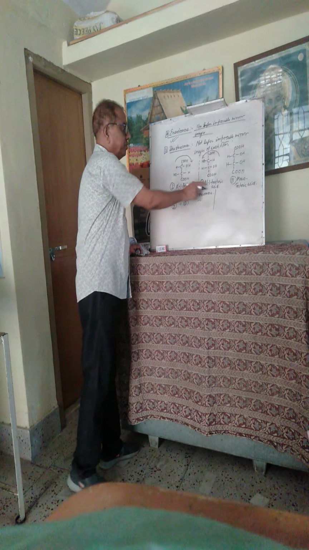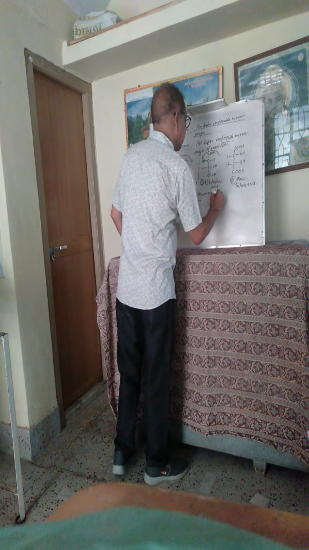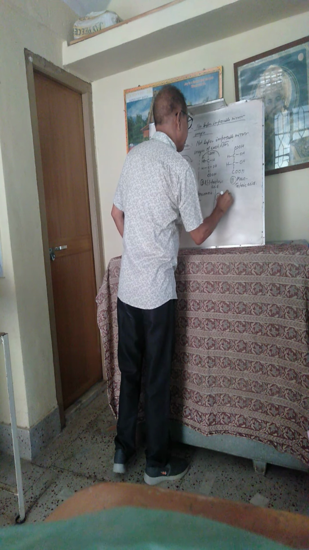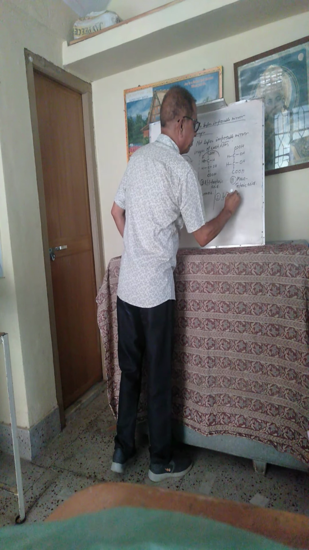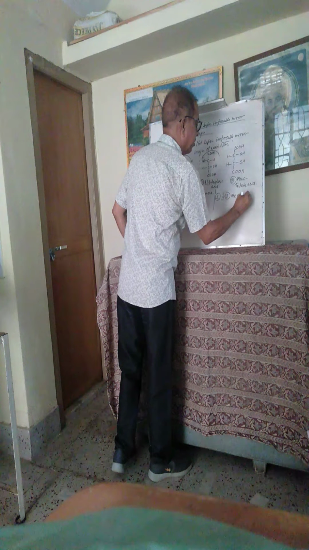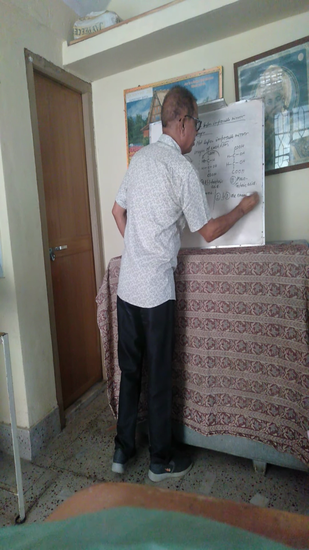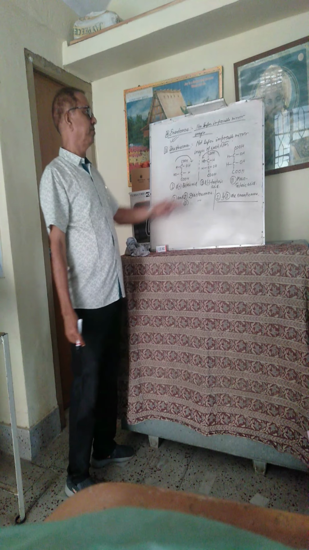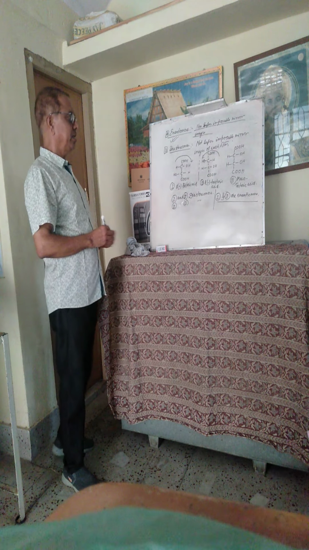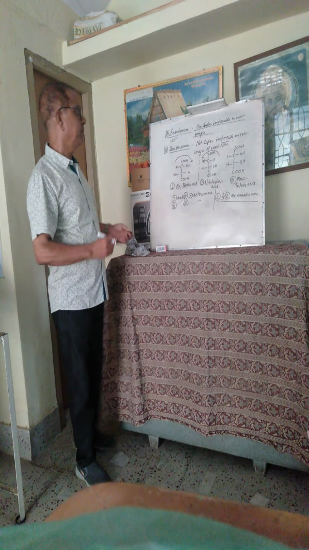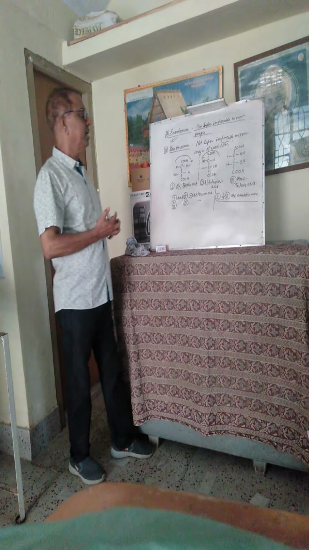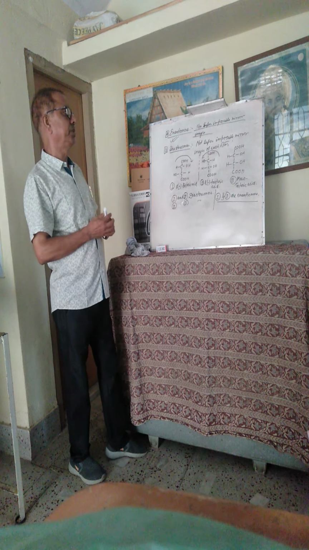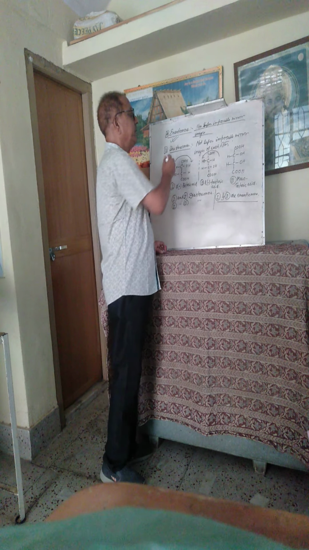While these two, 1 and 2, are enantiomers. Why? Because they are non-superimposable mirror images of each other, and these two are not mirror images of each other, not superimposable mirror images of each other.